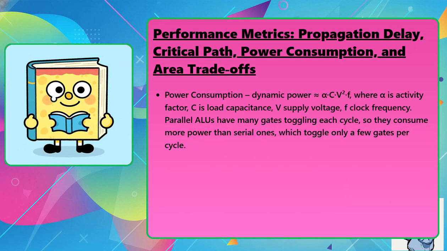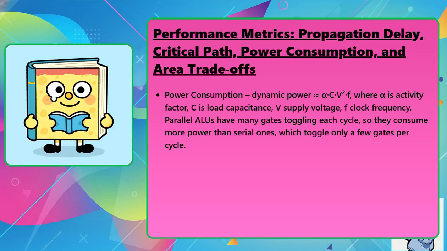Power consumption - dynamic power is approximately equal to alpha times C times V squared times F, where alpha is the activity factor, C is load capacitance, V is supply voltage, and F is clock frequency. Parallel ALUs have many gates toggling each cycle, so they consume more power than serial ones, which toggle only a few gates per cycle.